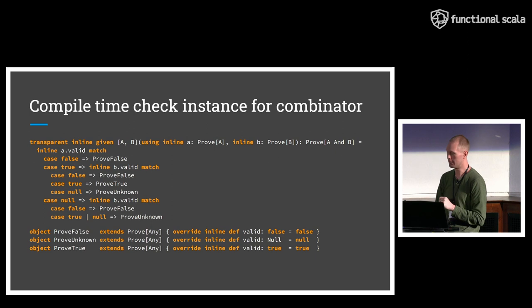Other ones kind of work out. These provide falses are just provers that prove anything as false, or prove anything as null, as unknown, or prove anything as true.